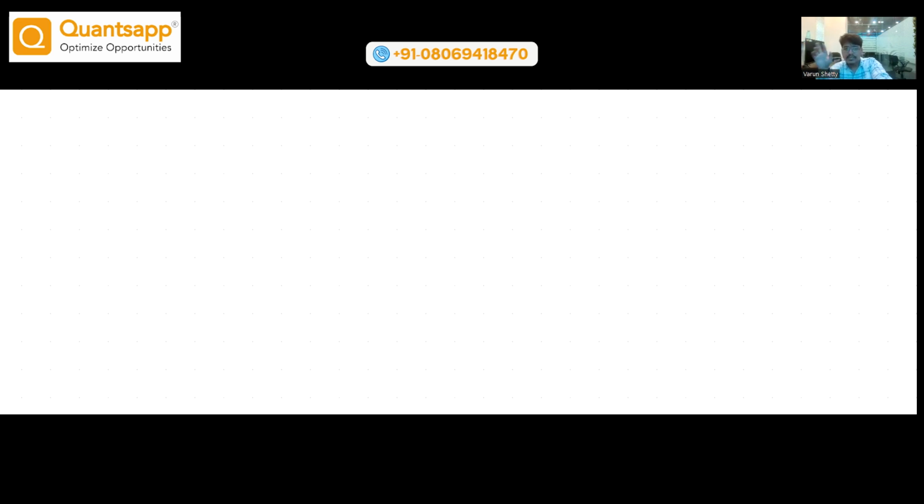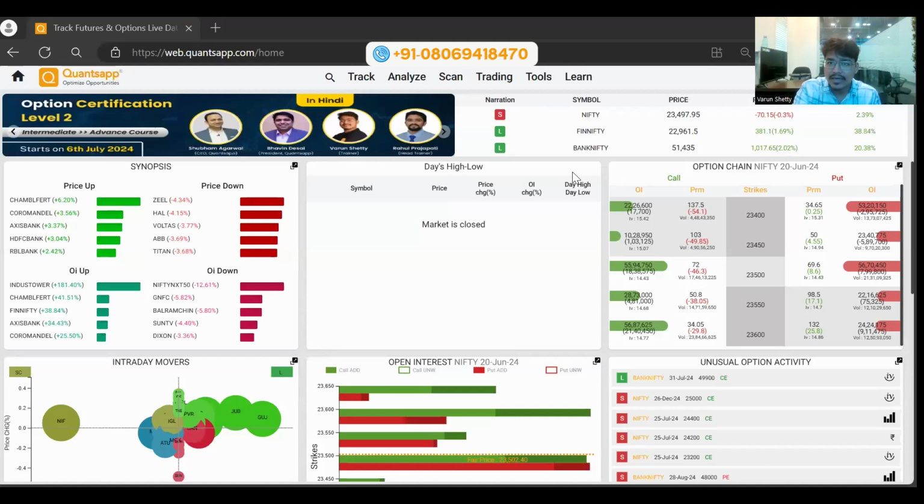Whenever price moves up, it's long and long unwinding. Whenever price falls down, it is short and short covering. So we need to identify such cycles. Now, how will you identify these cycles? To identify these cycles, we have ready-made data inside Quantsapp. So I will share the Quantsapp screen. This is the screen of Quantsapp that you can see right here.